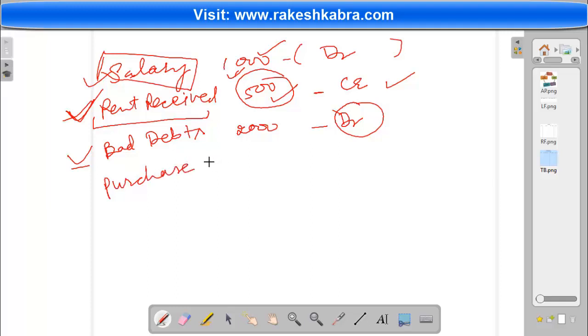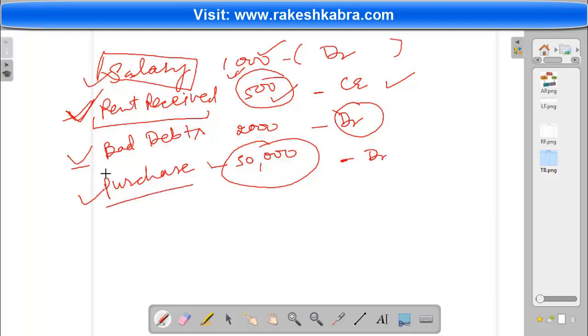Purchase account, and it is showing balance 50,000. This is the balance amount. Getting my point? Account name is purchase and it is showing balance 50,000. Now we have to decide it is debit or credit. Yeah, absolutely it is debit balance.